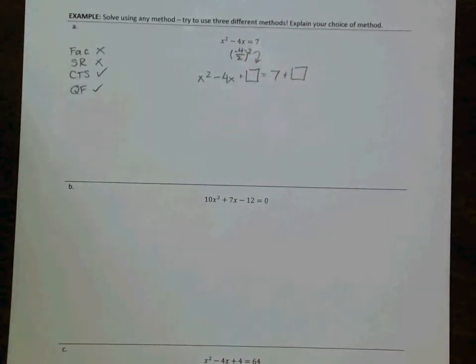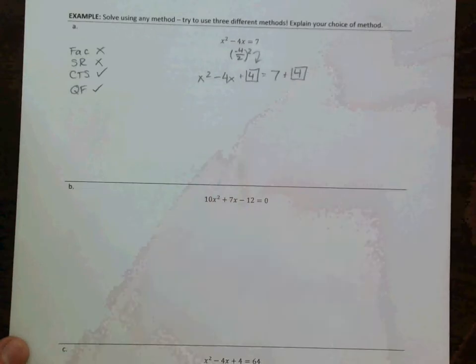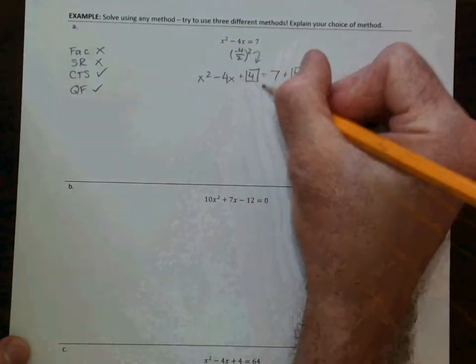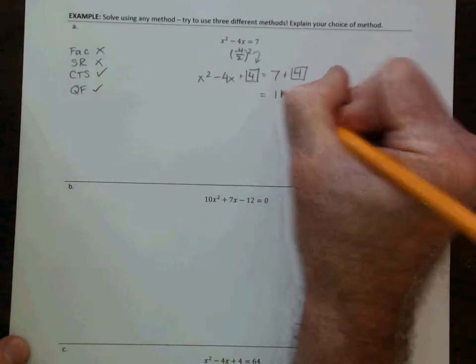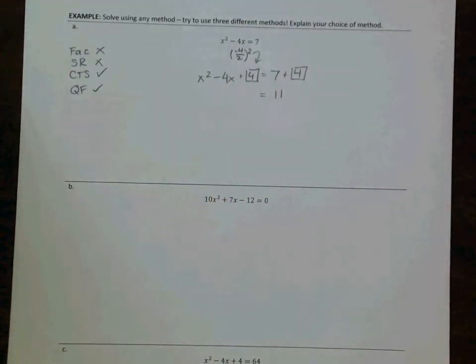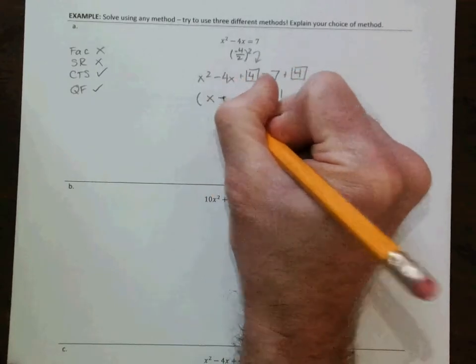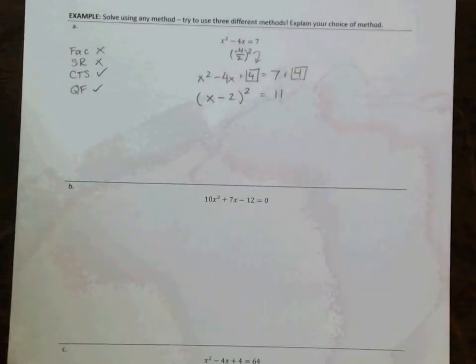Negative 4 divided by 2 is negative 2. Square it, I'll get a positive 4, and a positive 4 goes on both sides. The right-hand side becomes 11. The left-hand side is a perfect square trinomial and factors as x minus 2 quantity squared.